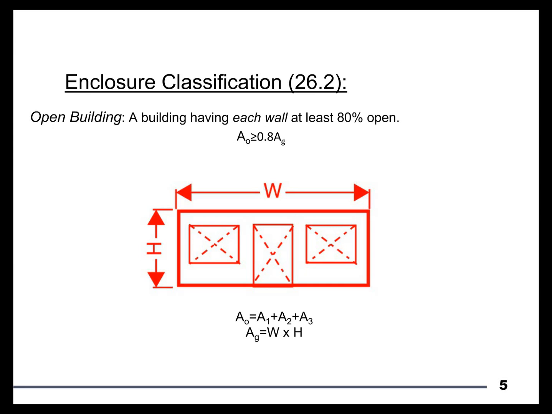So we'll talk about what constitutes an opening, but assuming we understand whether a door or window is an opening, it's quite simple. An open building here is a building where each wall is at least 80% open. So the important thing here, and I've italicized it, is each wall. So all of our walls of the building need to be at least 80% open.